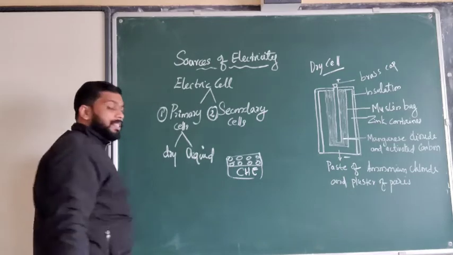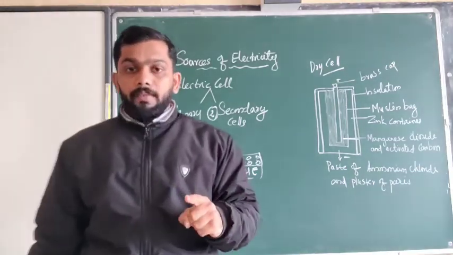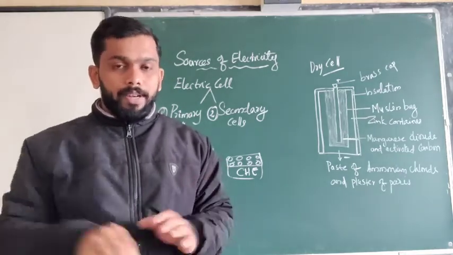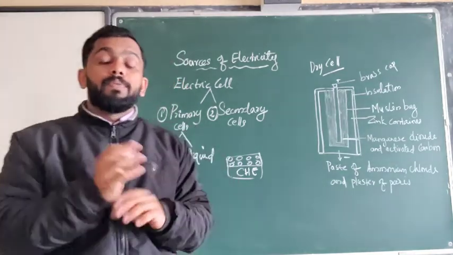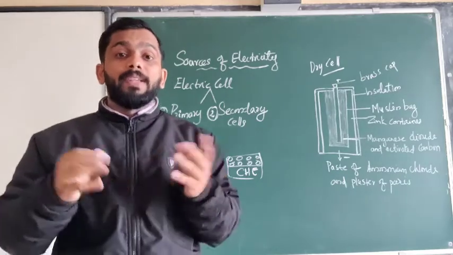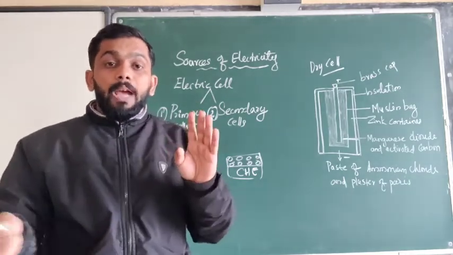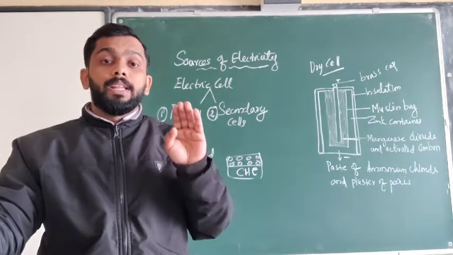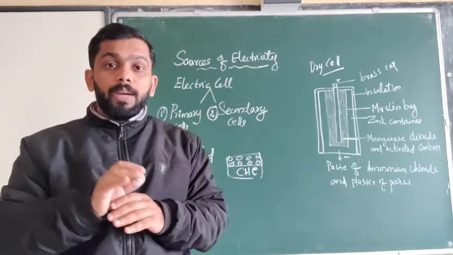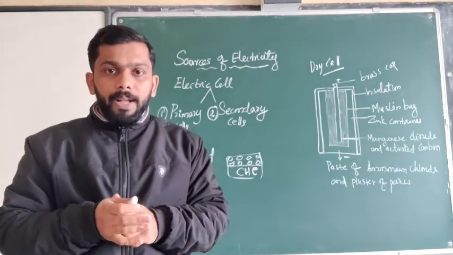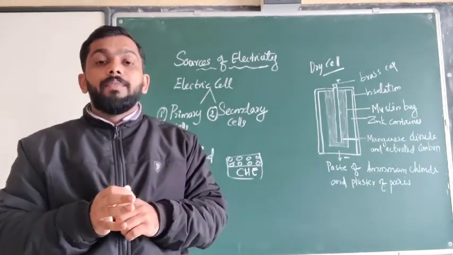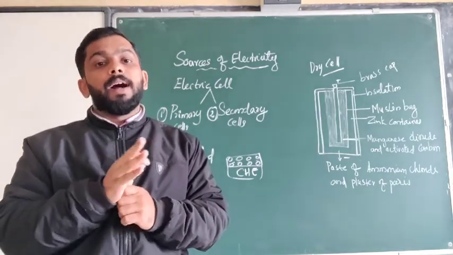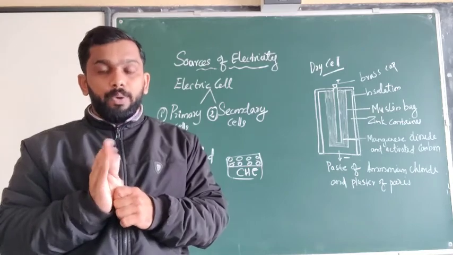As I said, in these cells we are using chemical components. These chemicals can be in the form of liquid or in the form of thick paste. If the chemicals in the primary cell are stored in the form of a thick paste, we call it a dry cell. Whereas if these chemical components are in the form of liquid, we call it a liquid cell.